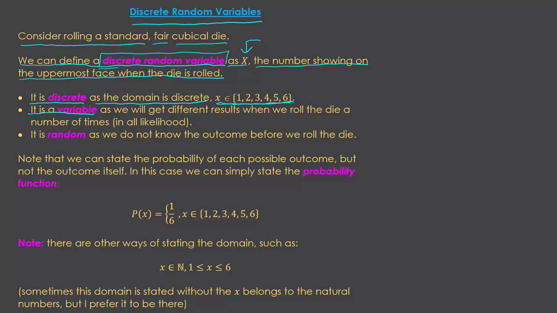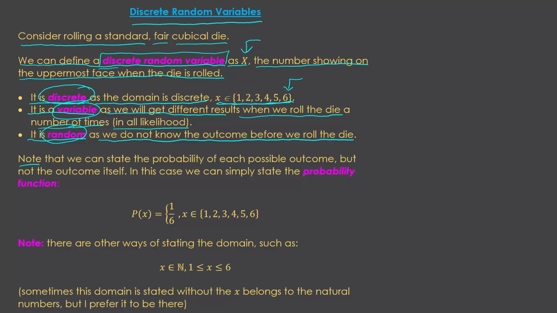It is a variable as we will get different results when we roll the die a number of times in all likelihood. It's very unlikely that we're going to get all of the same result, i.e. that all of them might be 6s. It is random as we do not know the outcome before we roll the die. Hence we have the term discrete random variable.